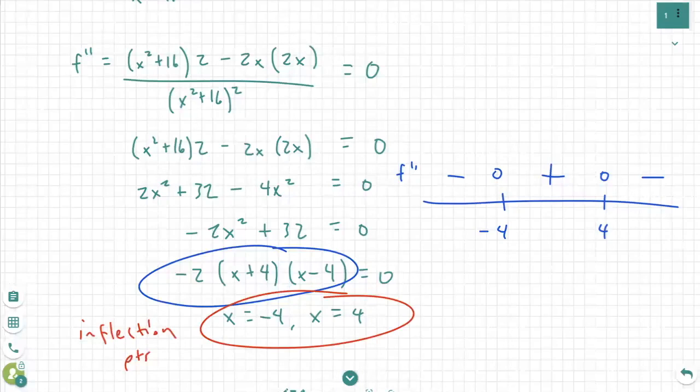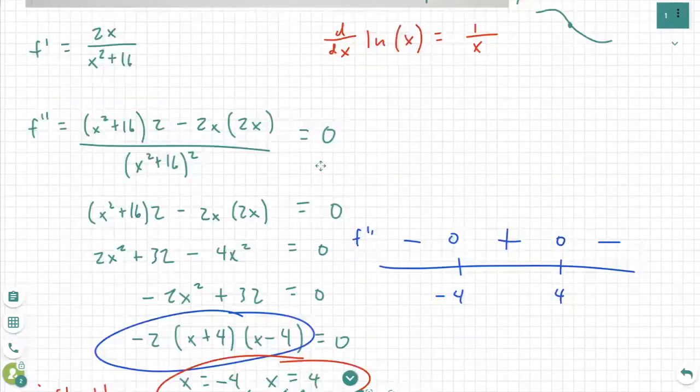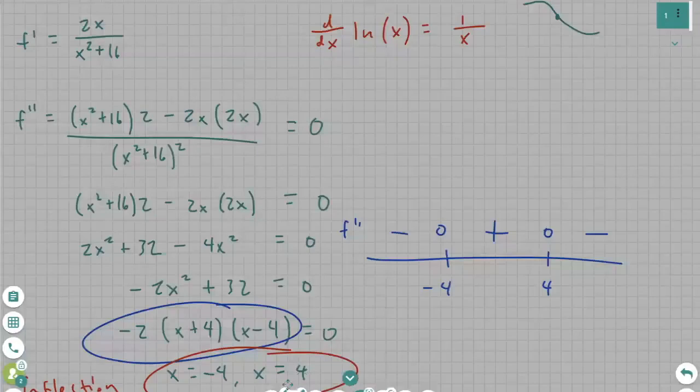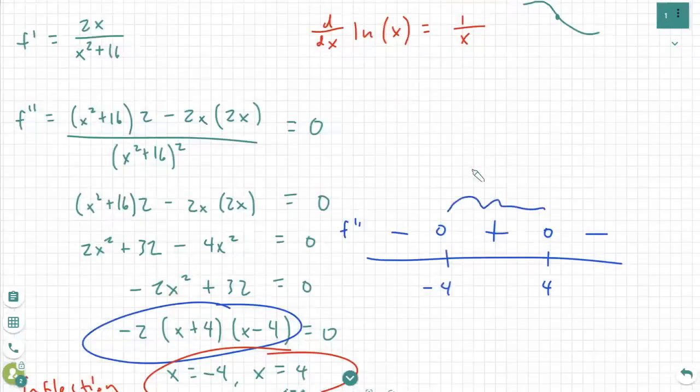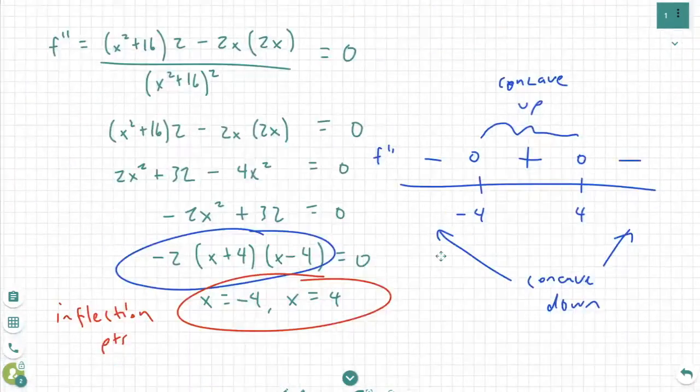Yeah. So let's go through each part. Where's the function concave up? Between -4 and 4. Okay, yeah. And where's the function concave down? Negative infinity to -4, and then 4 to infinity. Okay, and then where are the inflection points? -4 and 4. Yeah, exactly. Okay, does that make sense? Yeah.